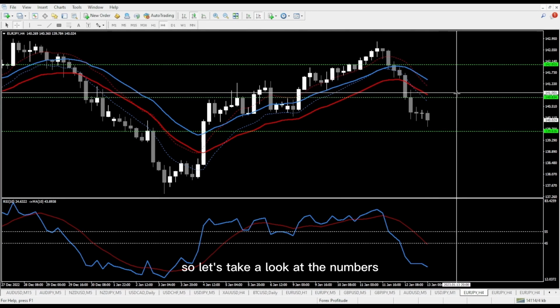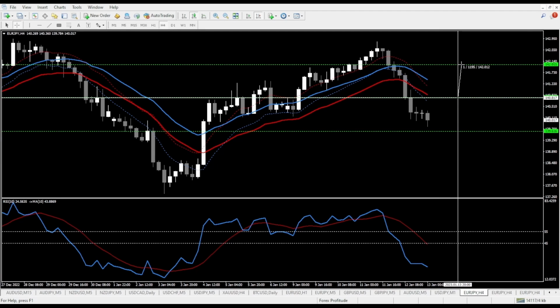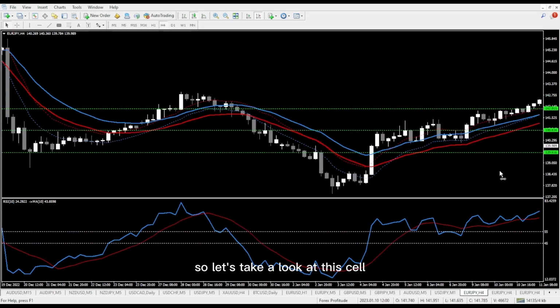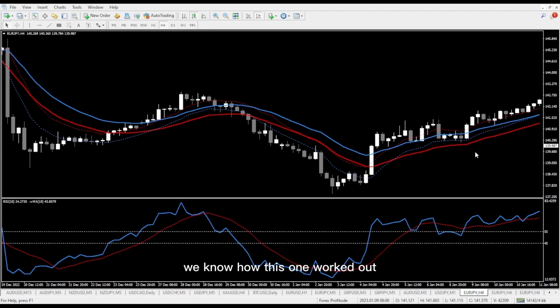So let's take a look at the numbers for this one. We'll say 120 pip stop, which means we're looking at about 120 pip profit target on this. Now we just about got to it. It hasn't hit it yet, but I'm fairly confident it will. So let's take a look at this sell that did get all the way through to our stop loss. We know how this one worked out.